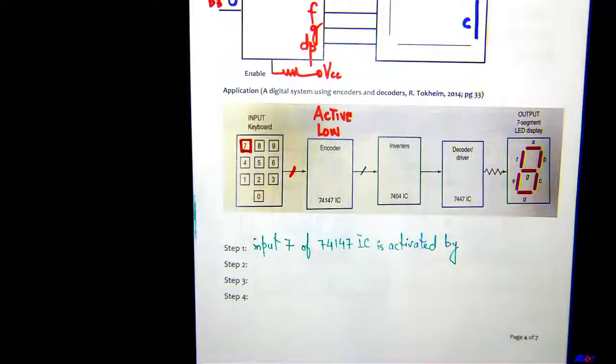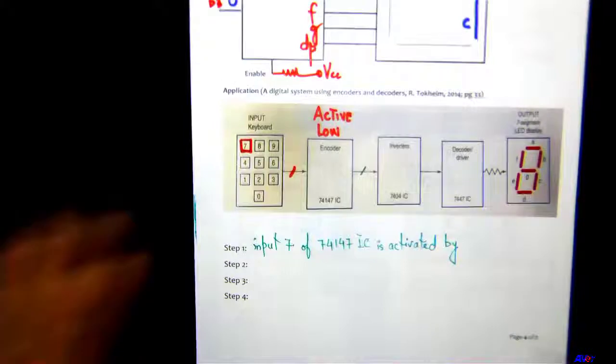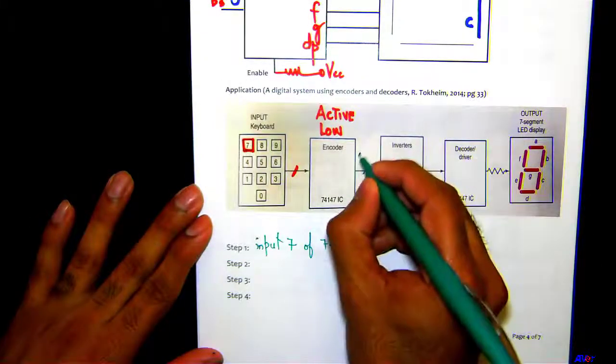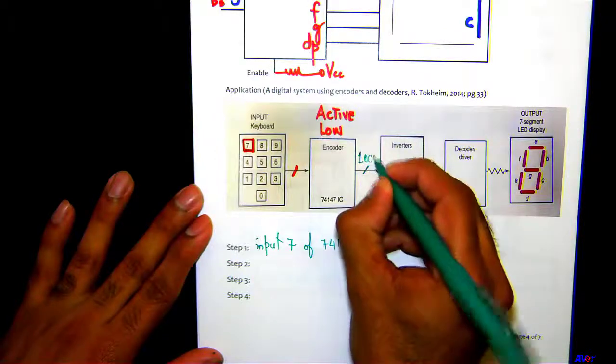What is the binary code of 7? 111. How many bits are we going to have here? It's a BCD segment, so we're going to have 4, right? So that would be 0111, and because it's active low, the output is going to be 1000, correct? Right? So here we get 1000, okay?